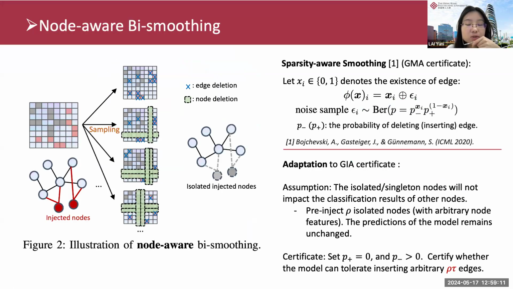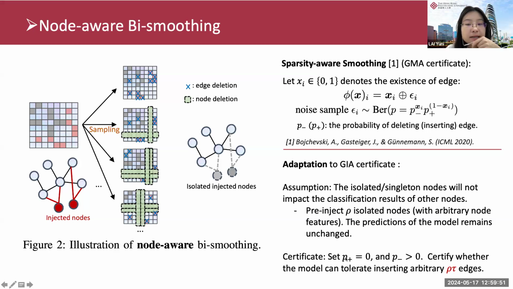Our first attempt is to make an adaptation from the GIMA certificate. Firstly, we make a weak assumption on the node classifier. We assume that an isolated node will not impact the classification results of other nodes. This assumption is satisfied in most node classification models. With this assumption, we can pre-inject isolated nodes into the graph. The nodes can have arbitrary node features, and they won't affect the prediction of existing nodes.